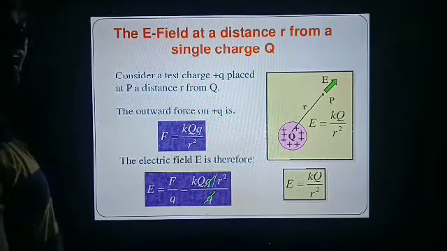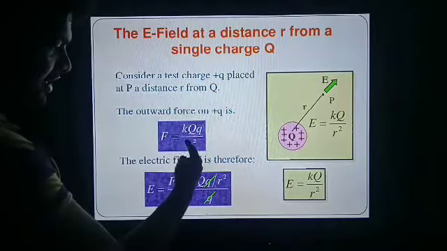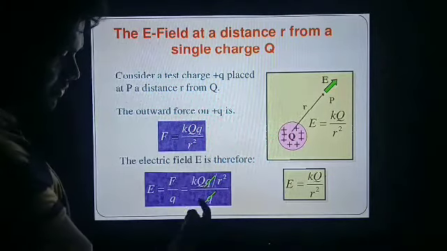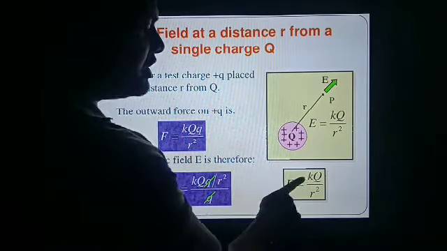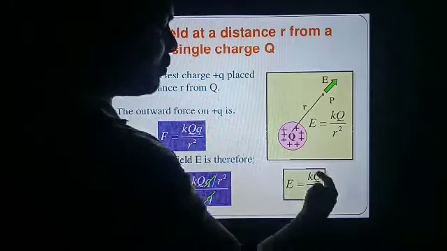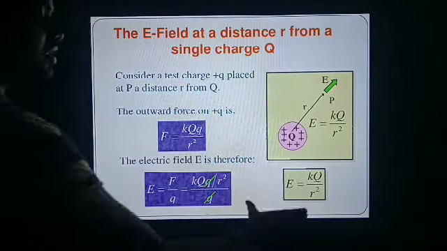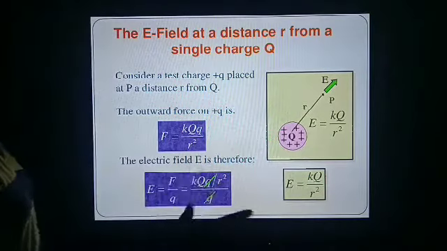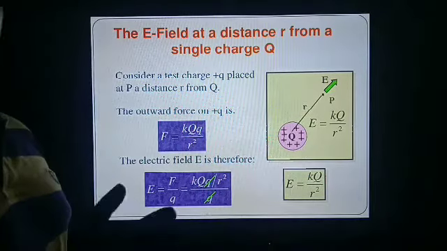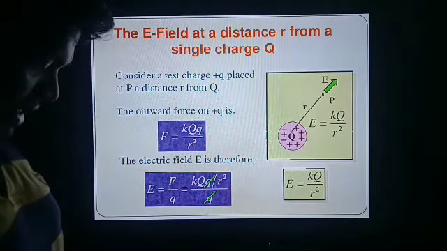Now, from the formula of electric field, E is equal to F upon q. So, F is this divided by q. q and q cancel. So, what would be left? E is equal to K Q upon R square, or E is equal to 1 upon 4 pi epsilon naught Q upon R square. So, this is the formula of electric field due to a point charge, at a distance R.